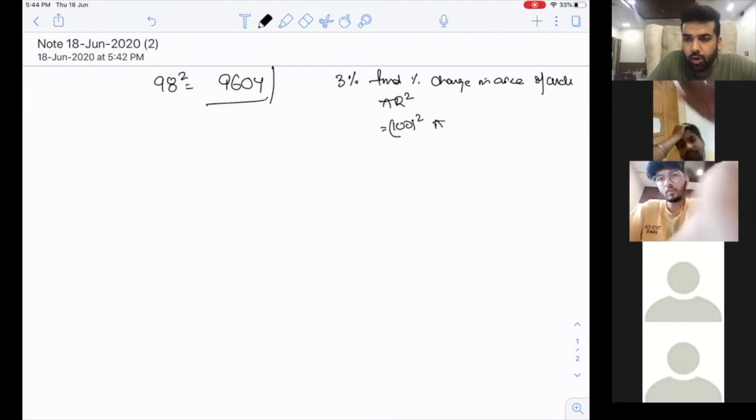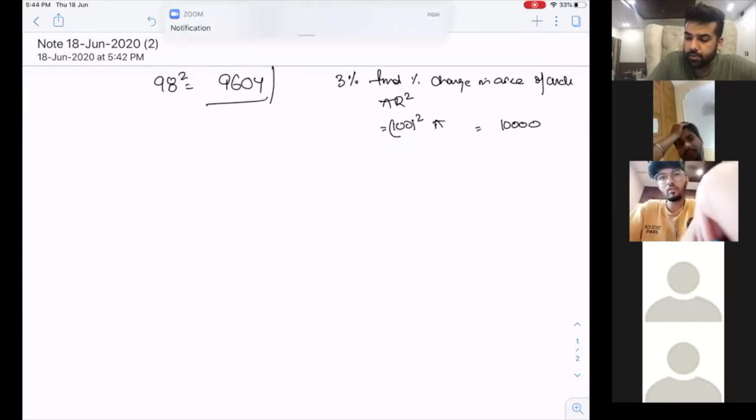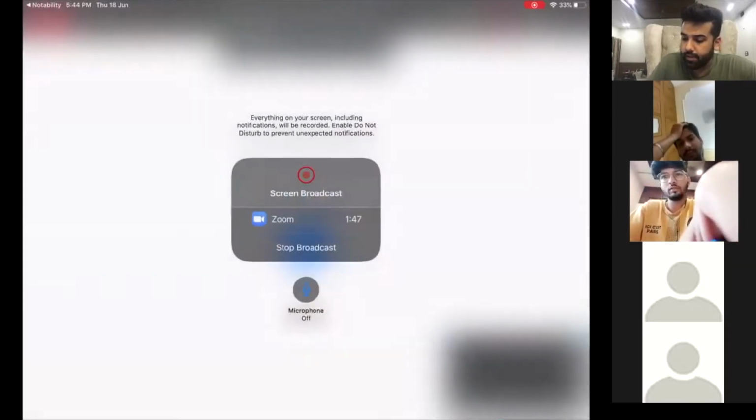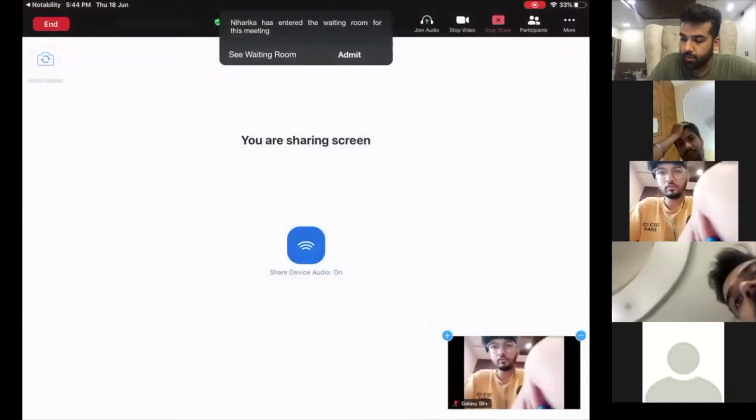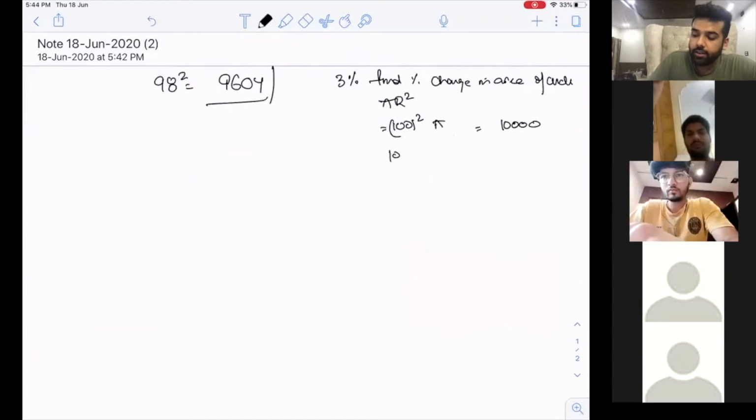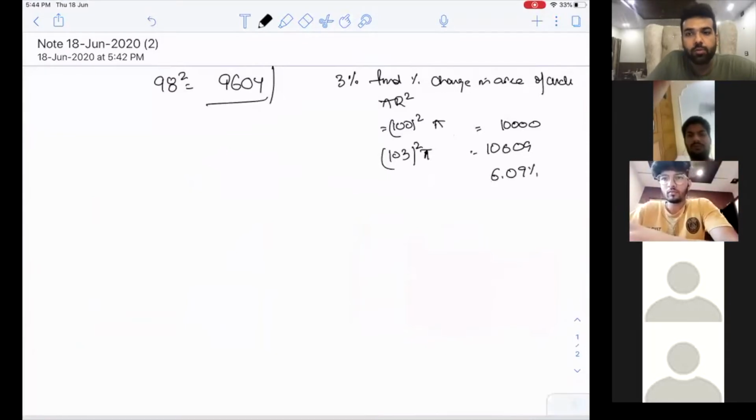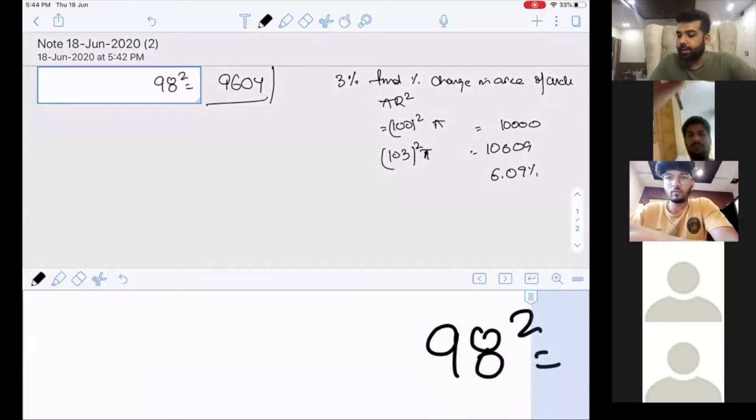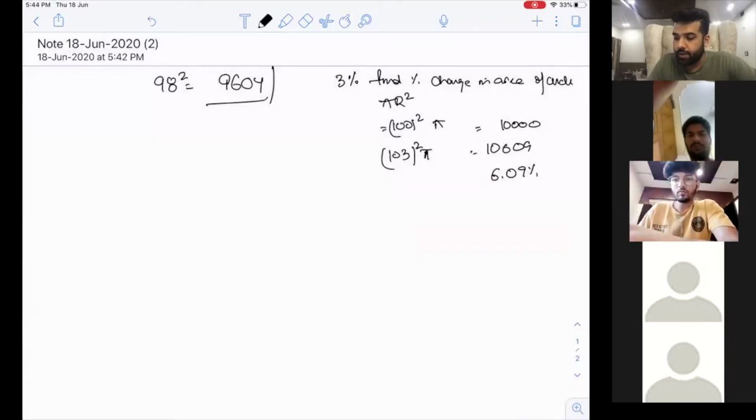Pi will remain the same, it's a constant. What is 100 square? 10,000, right? So what is 103 square? 10609. So the percentage change is 6.09%. We'll be able to do it in 1 second, which we would not be able to do without this. Is it clear or not?